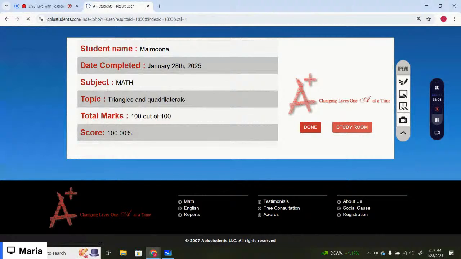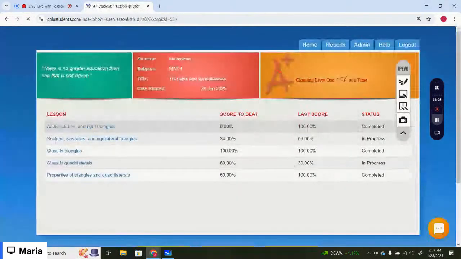Okay, we are done with the lesson and we are done with the chapter 2. We were working on the chapter triangles and quadrilaterals, grade 5 math. The lessons we have covered today are acute, obtuse, and right triangles, scalene, isosceles and equilateral triangles, classify triangles, classify quadrilaterals, and properties of triangles and quadrilaterals.